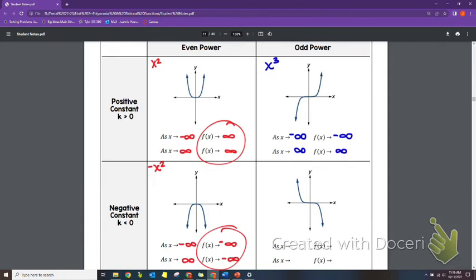Now, if that leading coefficient, that k value, is less than 0, now we're looking at a negative x cubed. So let's look at its end behavior. As we go to the left, so we're going to negative infinity, our y's are going up this time, now to positive infinity. And as x goes to the right to positive infinity, our y's are now going down towards negative infinity. So if you'll notice, if your exponent, your power, is odd, your ends are going to go in opposite directions, okay? One will go up, one will go down. If your power is even, they go in the same direction. Odd power, they go opposite directions.